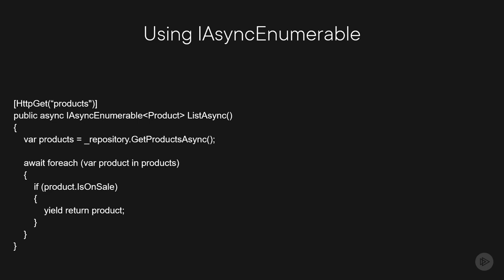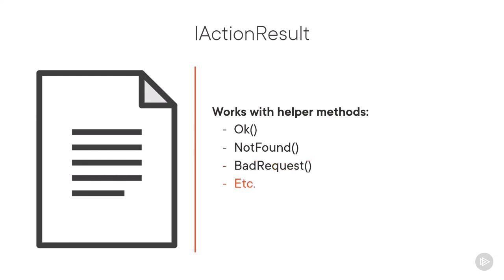And again, this can be important for performance as well as keeping the overall memory footprint of your application down to a minimum. If you choose to return IActionResult, it is a more flexible return type that was first introduced in the early versions of ASP.NET Core. It works with the built-in helper methods that are exposed by the base controller classes available in ASP.NET Core MVC.